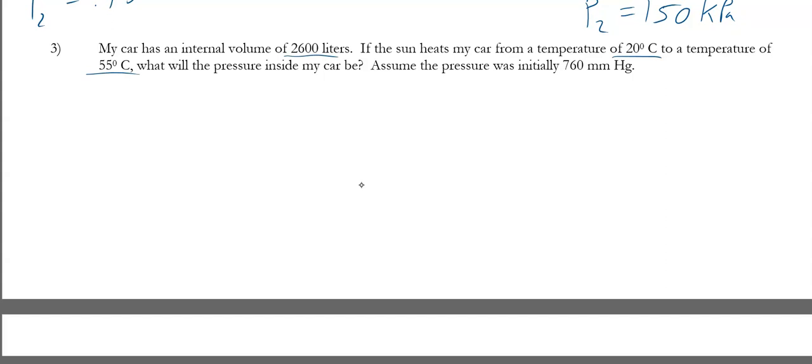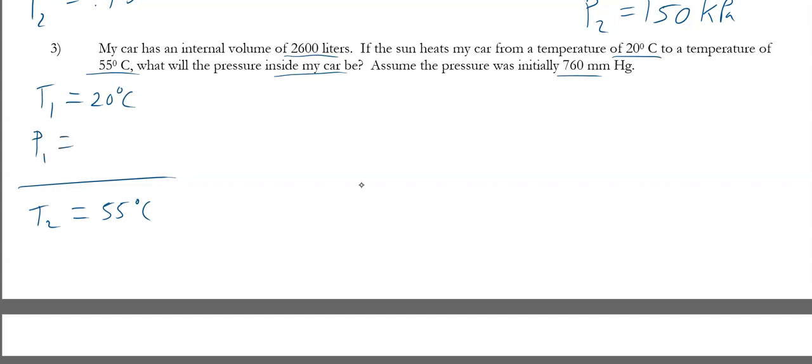But the temperature changes, so we know we're going to need to have T1 equals 20 degrees Celsius, which we're going to have to convert. T2 is 55 degrees Celsius. Again, I'm going to split these up so I've got a before and after, an initial and a final. And it says, what will the pressure inside my car be? Assume the pressure was initially 760 millimeters of mercury. So P1 equals 760 millimeters of mercury, which is a pressure unit. Now, it's asking for the final pressure, P2.